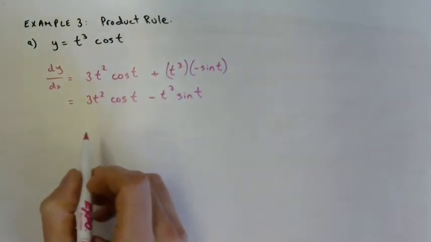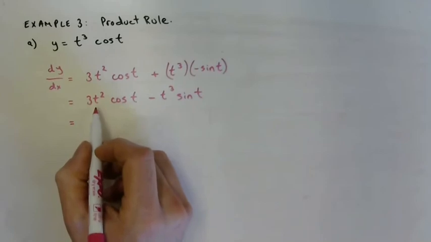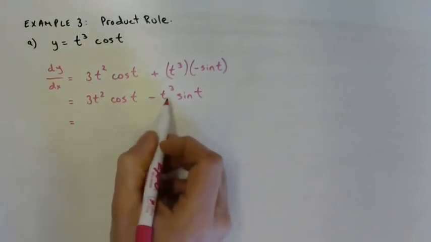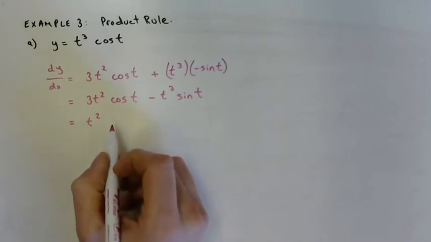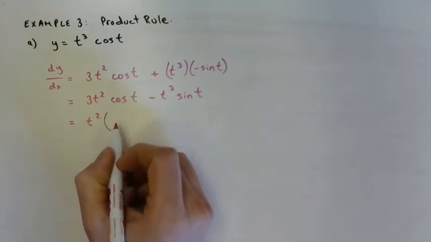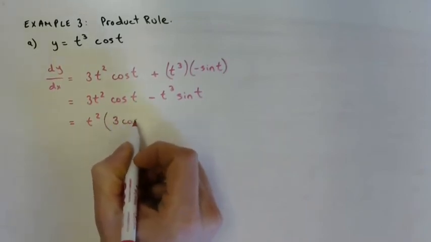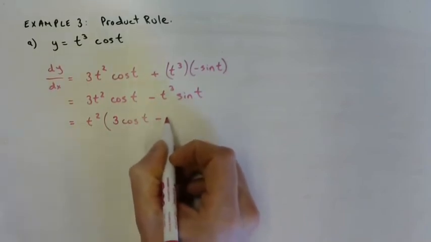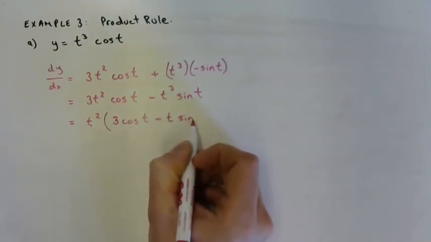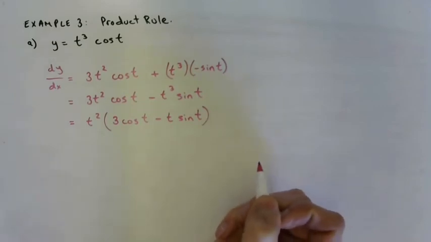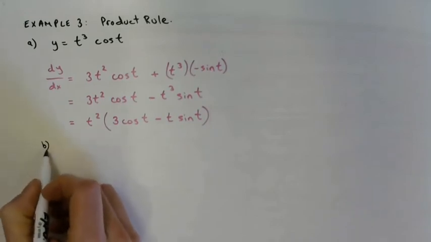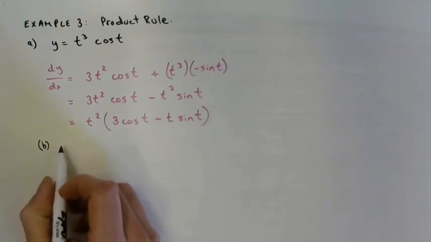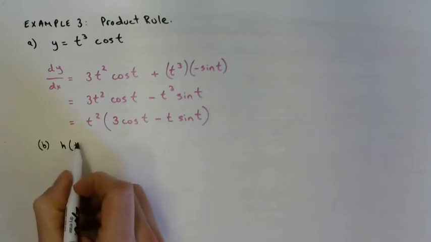And now we can look for common factors again. So I have 2 factors of t here and 3 factors of t there, so I can pull out 2 factors of t, leaving us with 3 cos t minus t sine t. B. There are only 2 here. B is our last problem.